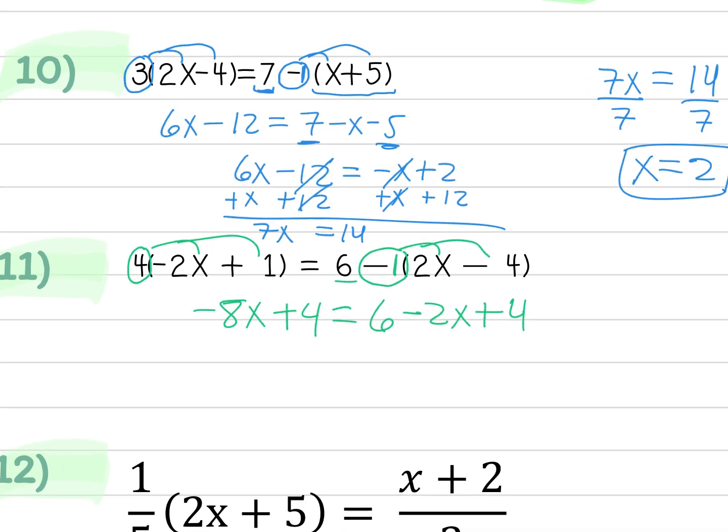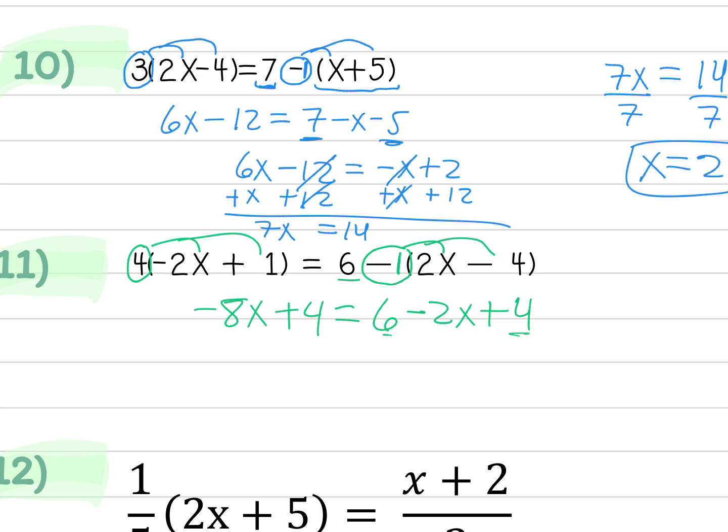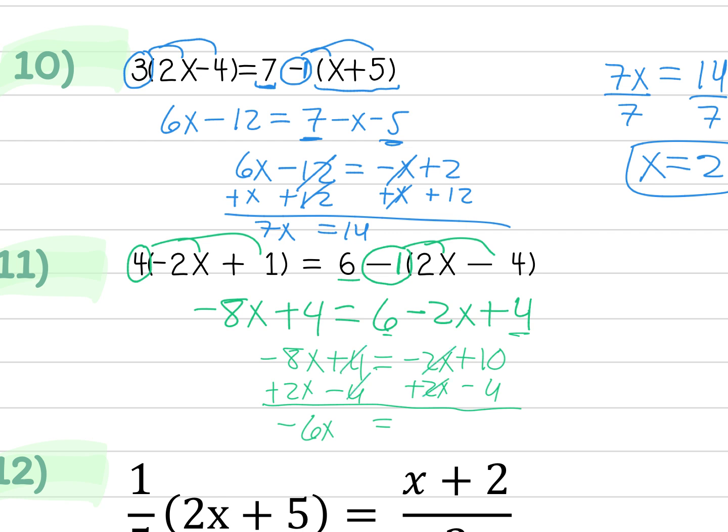All right, and then combine like terms over here. 6 plus 4 is going to get you 10. So I get negative 8x plus 4 equals negative 2x plus 10. And then get your x's to one side, your numbers on the other. So I'm going to subtract 4 on both sides and add 2x on both sides. All right, so negative 8x plus 2x is going to get you a negative 6x equals 4 minus 4 cancels, negative 2x plus 2x cancels, and 10 minus 4 is 6.